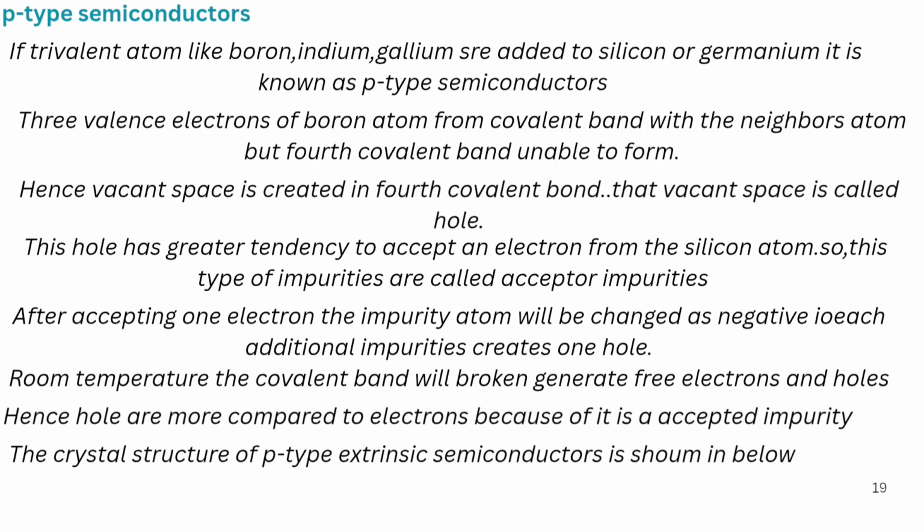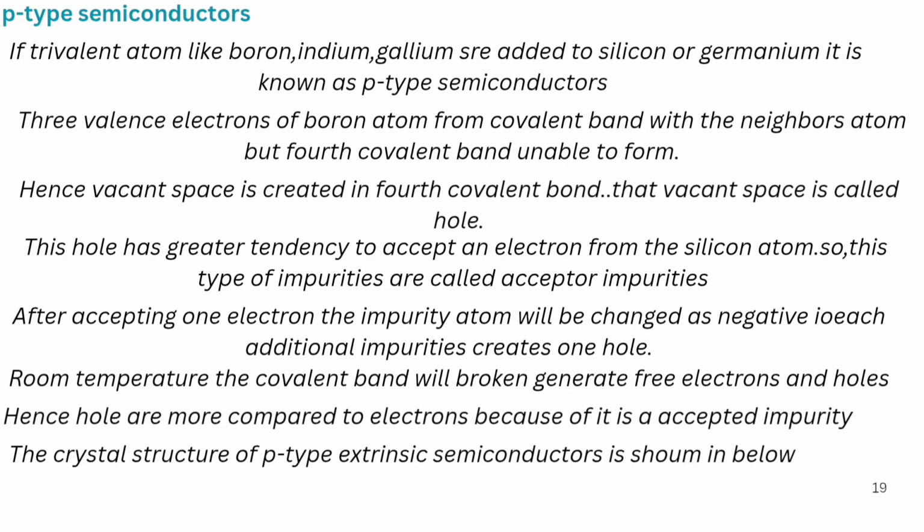There is a vacant space, that space is called a hole. So here the holes have more tendency than the electrons. So in p-type semiconductors we have more holes compared to the electrons. So it has a chance to accept an electron, so that is known as the acceptor. At room temperature the covalent bond will be broken and the electron will move from the valency band to the conduction band. Here the holes are more when compared to the electrons.